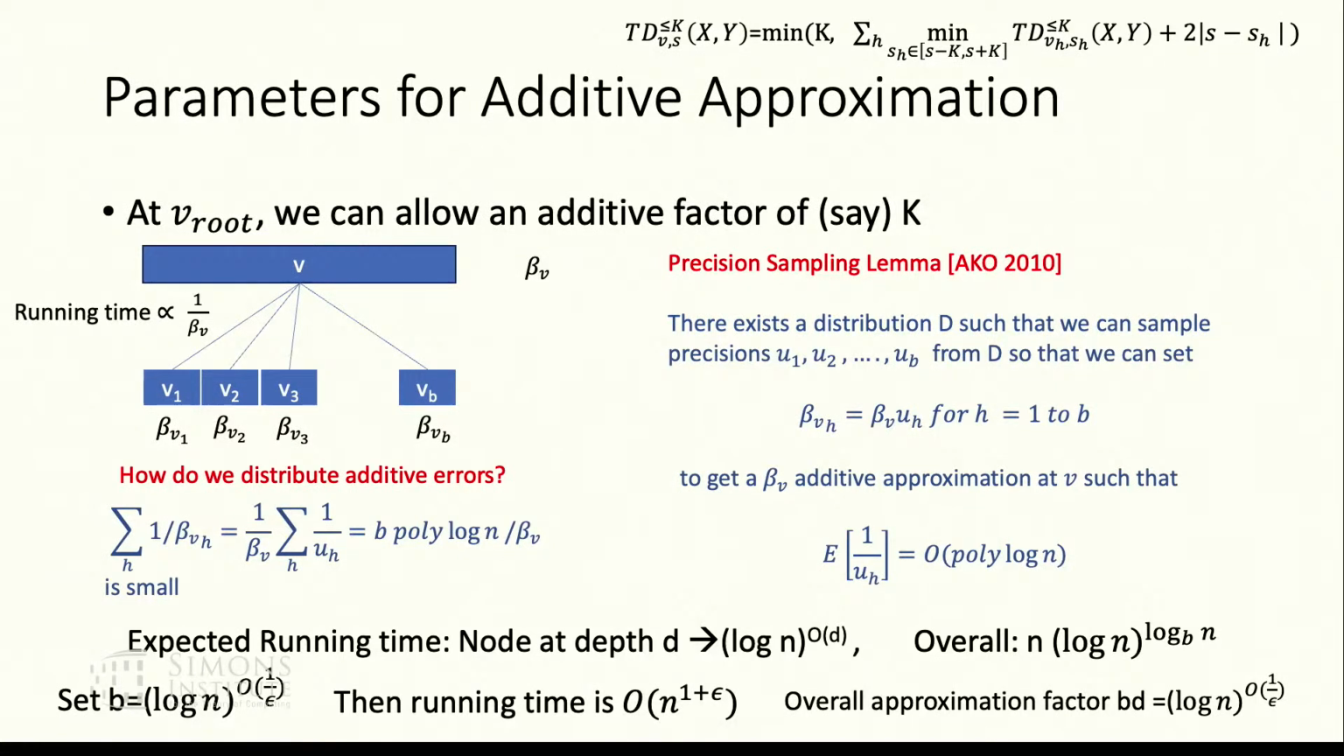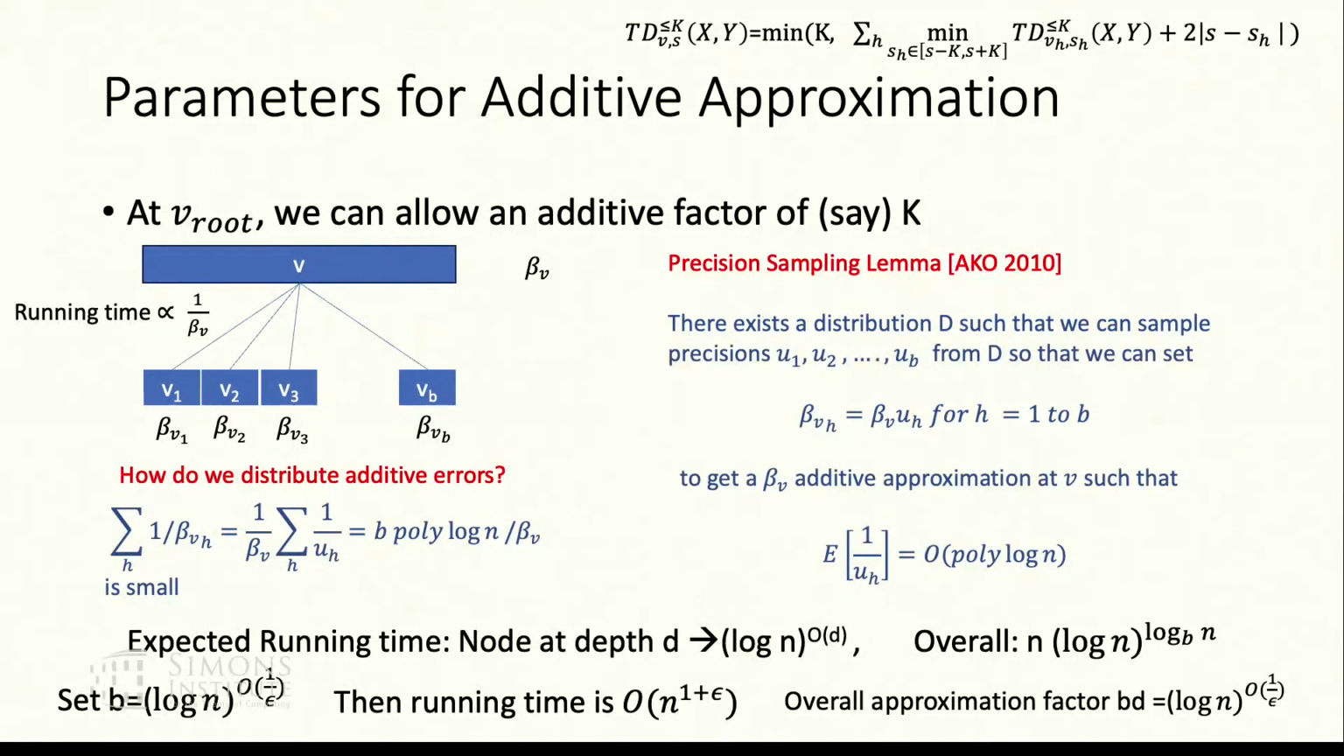Actually, the precision sampling lemma has its roots in streaming literature for computing frequency moments, heavy hitters, and so on, which basically says you can allow for much larger additive errors. You have to allow for much larger additive errors than simply dividing this beta v equally, because at the leaf level, you cannot say that your additive error is less than 1. So the precision sampling lemma says you can allow much larger additive error at your children, but still, when you add up these estimates, you will get a beta v additive error at your parent.